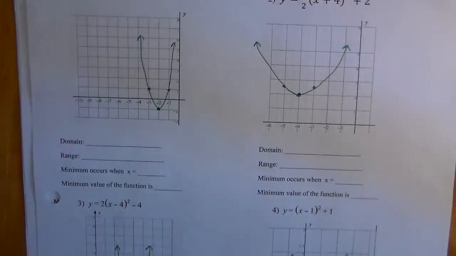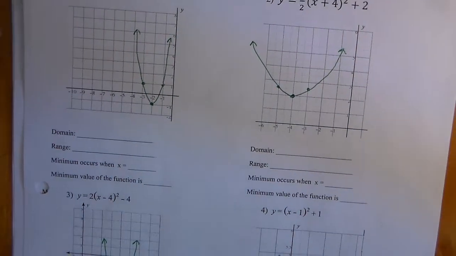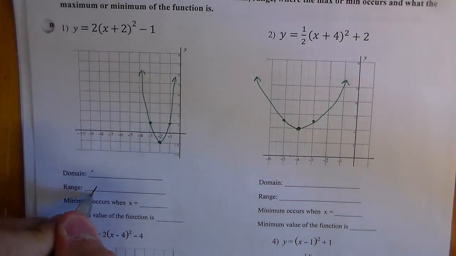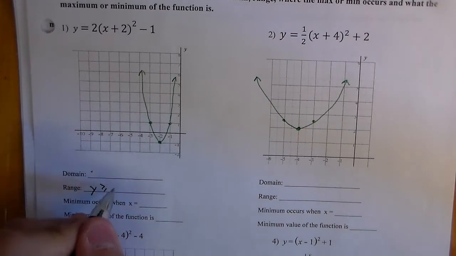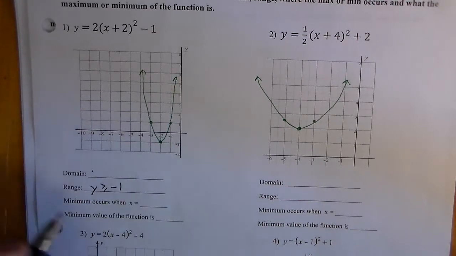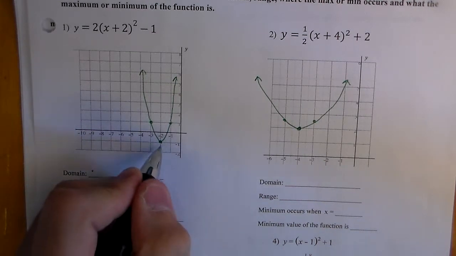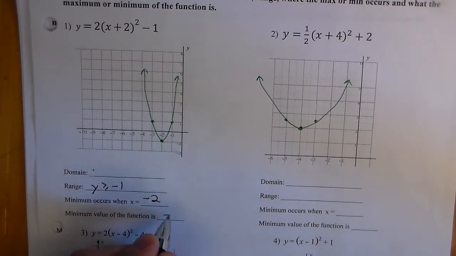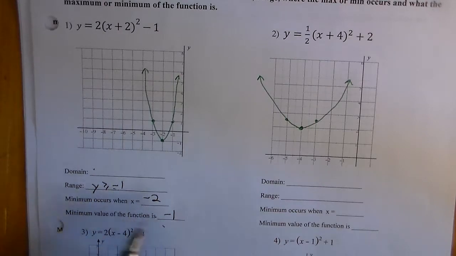So our answers are, we graphed our first one. Domain for this parabola is going to be all real numbers. The range is when y is greater than or equal to negative 1. The minimum occurs when x is negative 2. And the minimum value of the function is negative 1. Again, the same as those two.